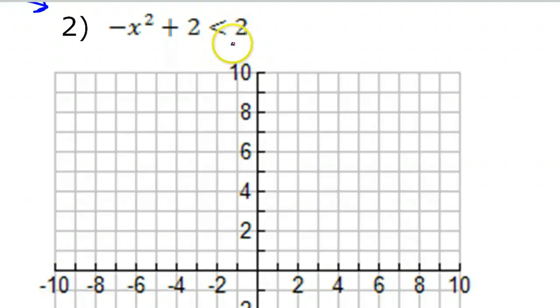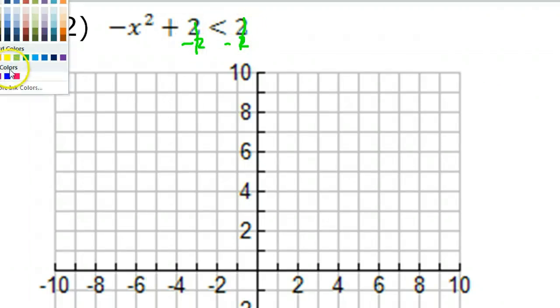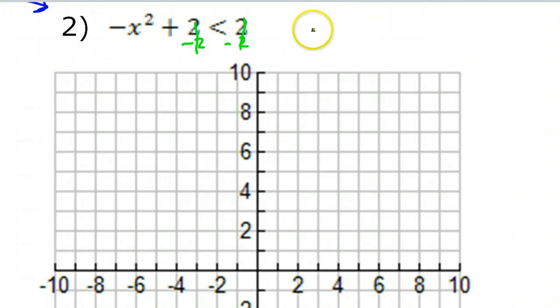Problem number 2 has one extra step. We need 0 over here. So let's subtract 2 from both sides. Interesting. Actually, both of these cancel out, don't they? So that's going to leave me with -x squared is less than 0. Interesting. So this should be easy to graph.